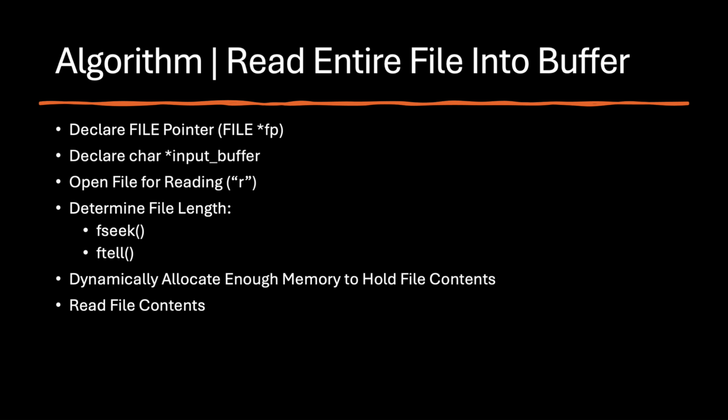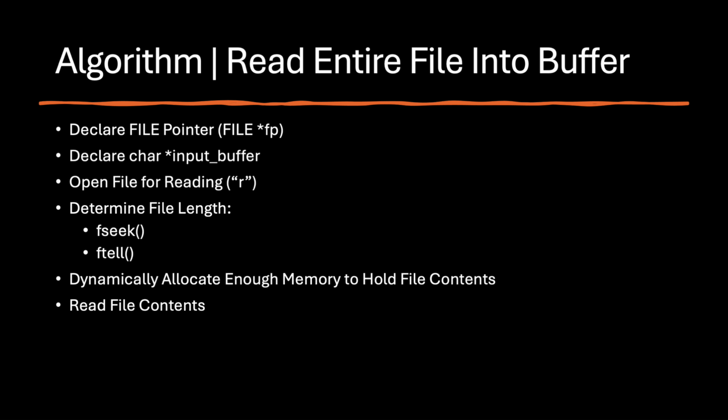Then the next thing you need to do is to declare a char pointer to an input buffer. So the input buffer will be dynamically allocated to contain as much memory as required to hold the contents of the file, right? And then you need to open the file for reading, and that will be using the file mode R. Then next thing you need to do is figure out how long the file is, or what's the length of the file.